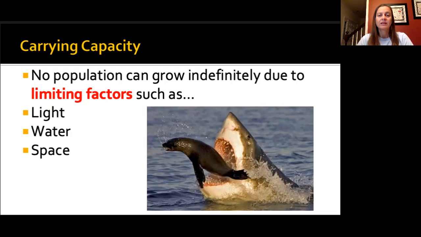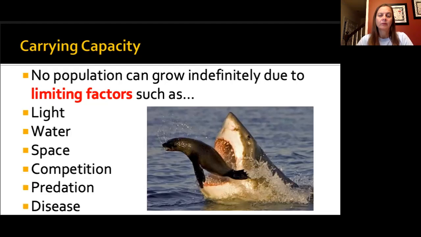Space, obviously, organisms need a certain amount of space to grow. Competition for resources, whether those resources are nutrients or other organisms. And then, of course, predation. So the seal population is very definitely limited by the shark population. And disease, of course, sorry.